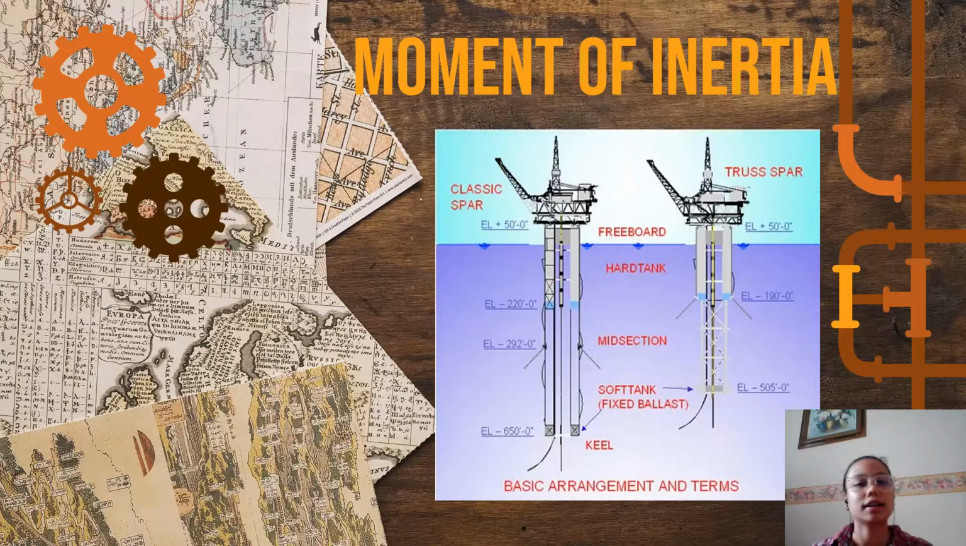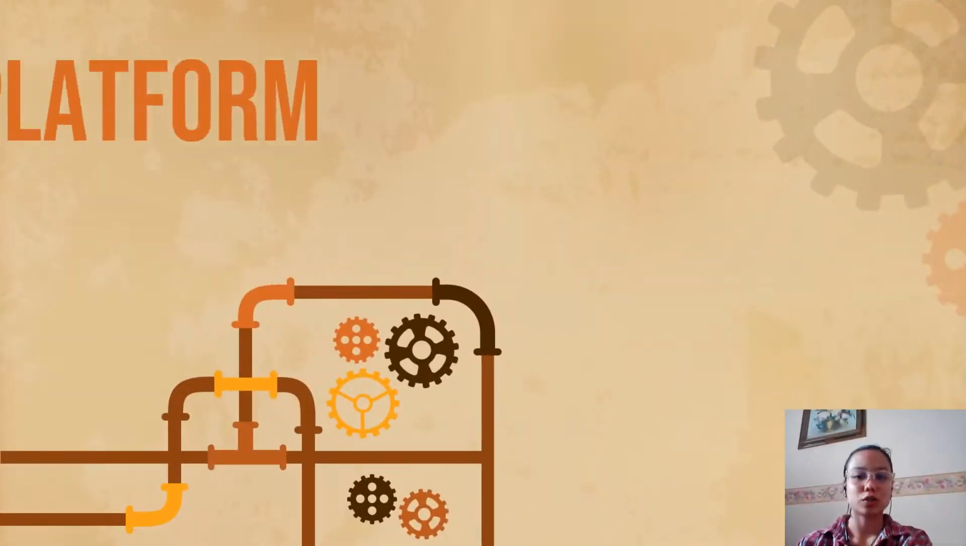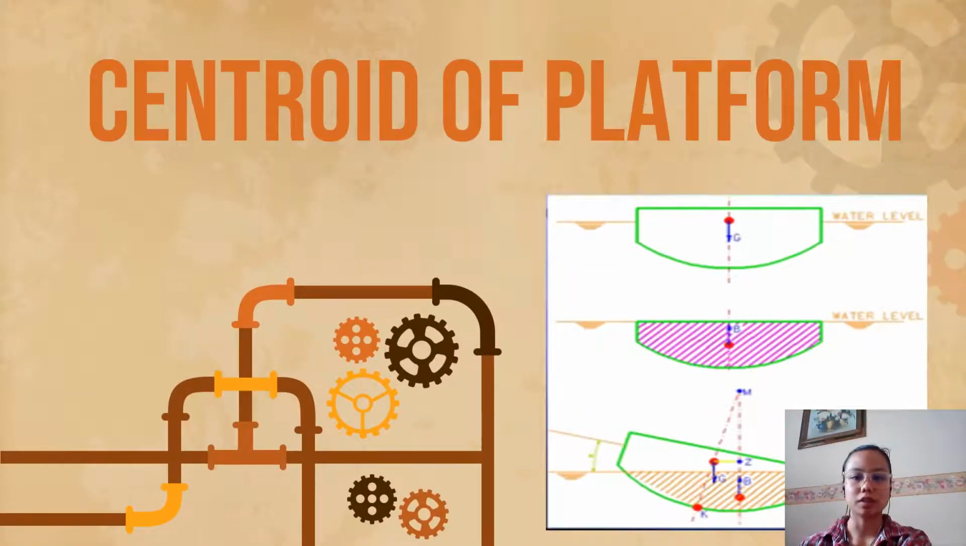Okay. So for the center of the platform, if the COB, which is the center of buoyancy, is at the center of mass, and there's no external force, the center of buoyancy and the center of gravity are located at the same coordinate.